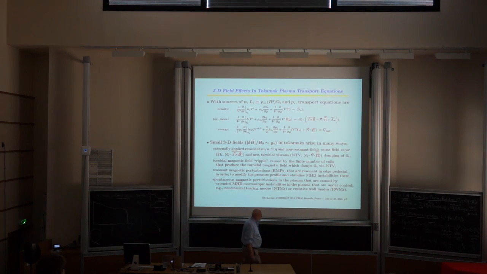So this is just a reminder of the density, momentum, and energy or entropy conservation relation. And where 3D fields fit into this is that if you look at the momentum equation, you've got a J tilde cross B tilde. Now, in an ideal MHD plasma, there is no toroidal component of J cross B. J cross B is grad P is only radial. And so there's none.